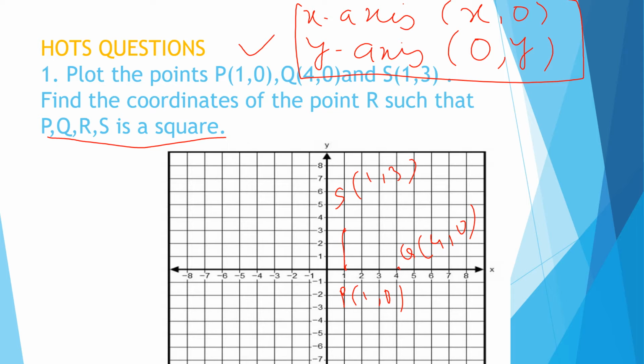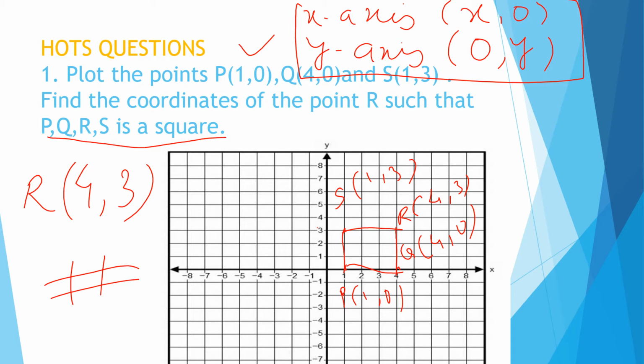Since it is a square, all the four sides must be equal. This is 3 units, this is also 3 units, and this will also be 3 units. So R lies at 4 and 3. So the coordinate of R is (4, 3). Here is your solution number 1.